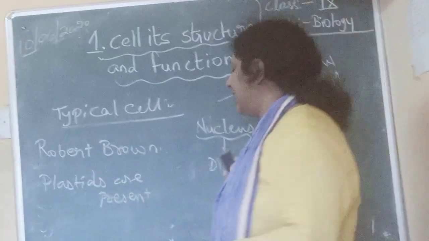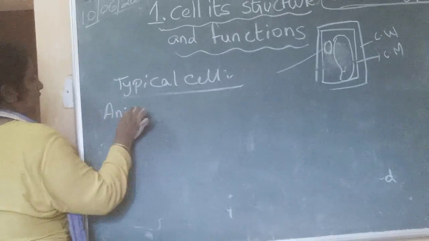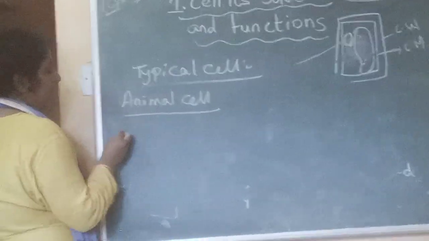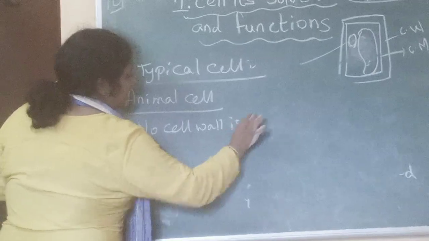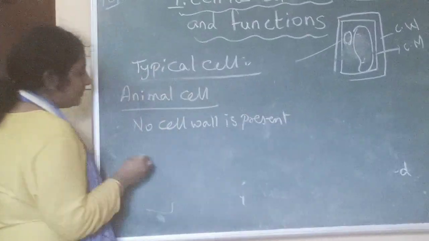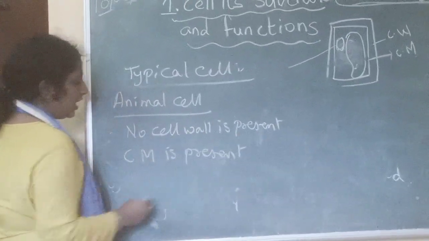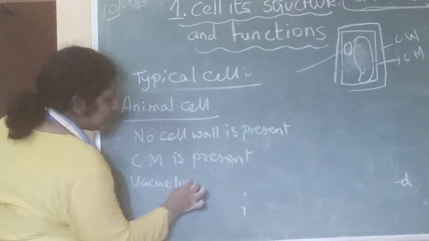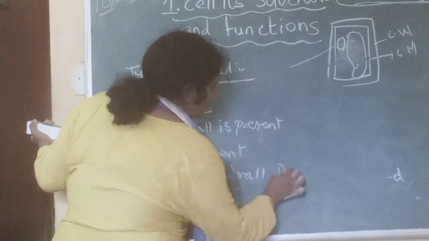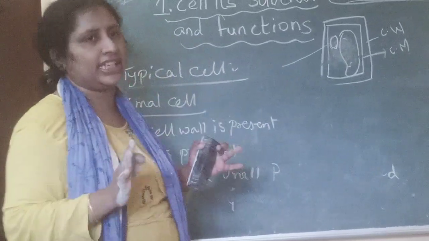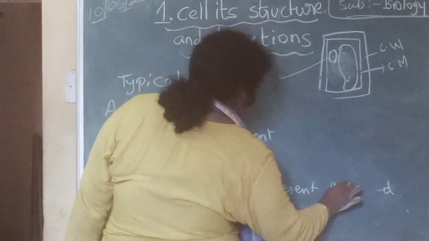Now coming to the animal cell. Does the animal cell have a cell wall? No, no cell wall is present. The animal cell is made up of first the cell membrane. Cell membrane is present. Vacuoles are small, and they are present anywhere. In the plant cell, the vacuole is mostly present in the center, but in the animal cell it is not in the center. They can be present anywhere.